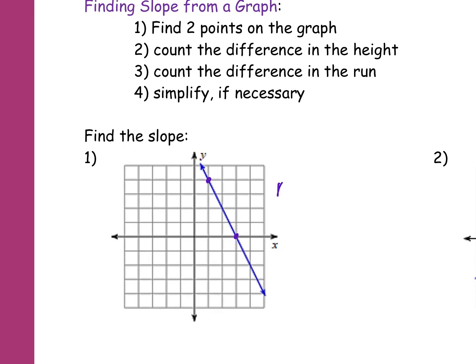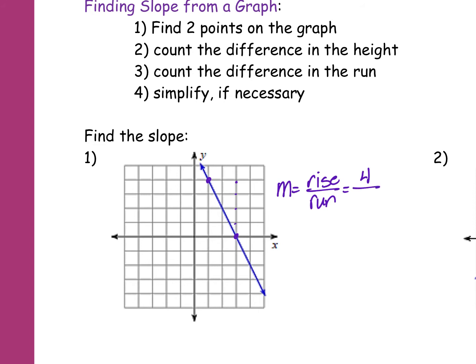So I know that slope equals rise over run, right? So rise is the difference which way? X or Y? Rise is X or Y? Y. So I'm going to count the difference between my 2 points up and down. So here's my first point. 1, 2, 3, 4.